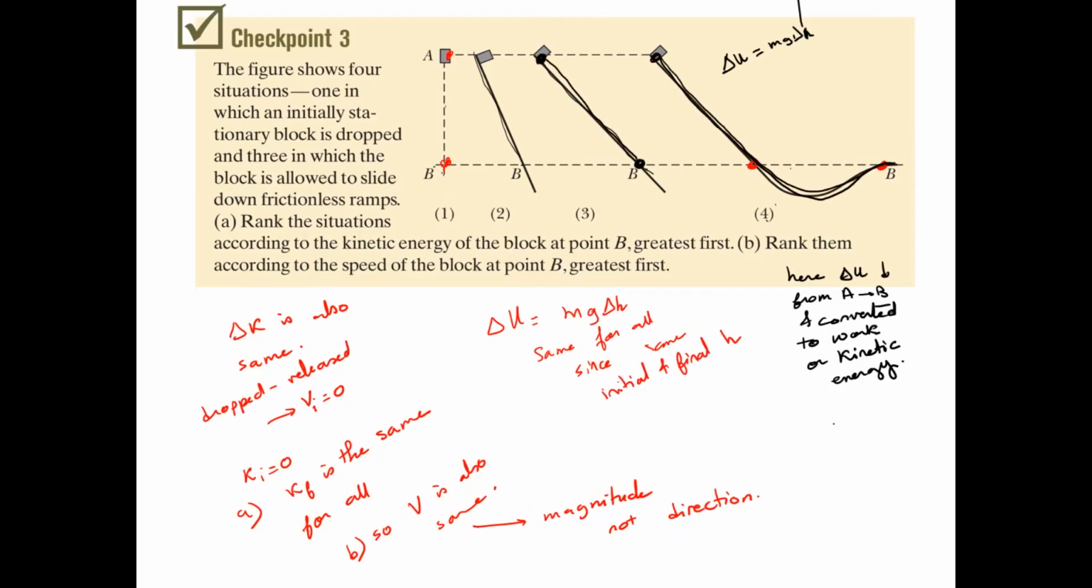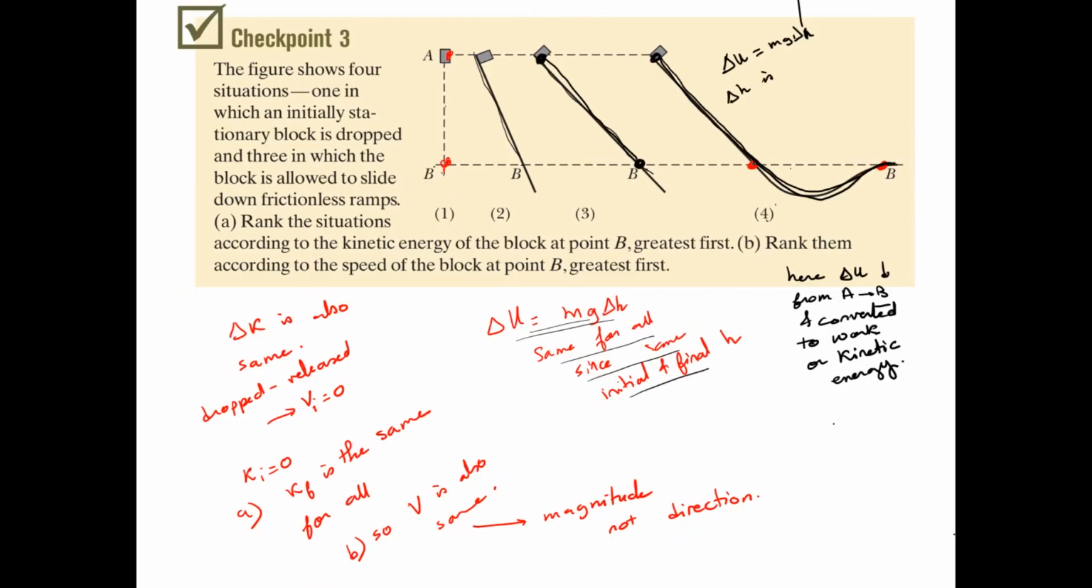What do you notice about delta U? Delta U remains the same. What remains the same? Can you repeat? Delta U, because they remain at the same height. Excellent. Delta H is the same in each case. So the result is that delta U is going to be the same as well. So delta U is equal to mg delta H. It is the same for all since we have the same initial and final height.